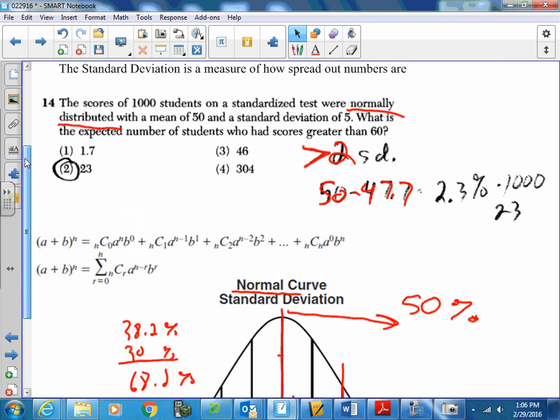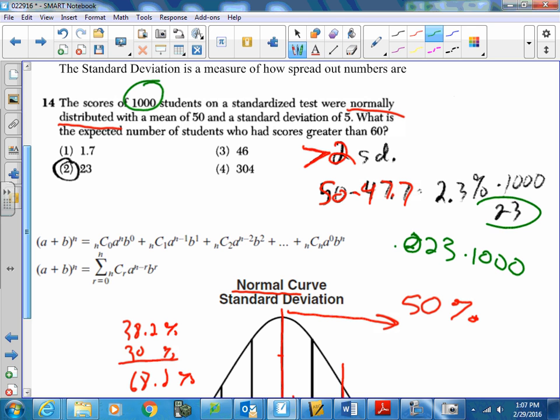So looking up here, that's 2.3% of the people who took it, and 1,000 people took it. 2.3% times 1,000, that'd be 0.023. Be careful. Times 1,000 is equal to your 23. There you go.